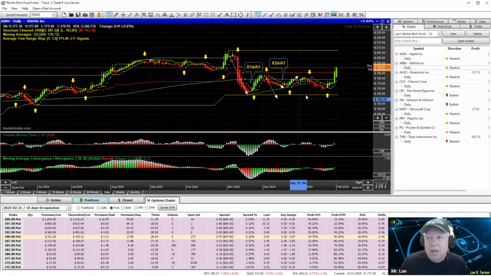AbbVie, they are taking off. They're going to the moon today. They like this. They must make their products in the U.S. What is AbbVie? Let's go find out. What does AbbVie do? We're going to come over here. Let's pull up this one here.